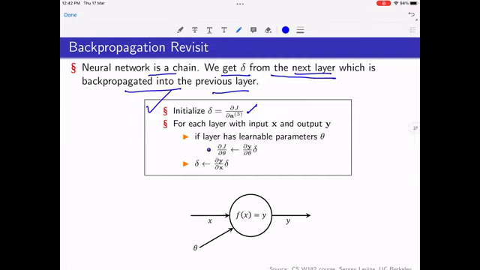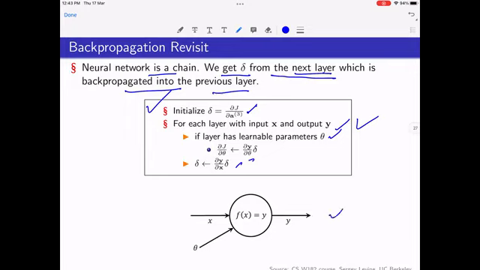Then you repeatedly do this for each layer. If it has a learnable parameter, you multiply the previous delta with the derivative of output with respect to the parameter, and then your new delta will be previous delta times dy dx, that is output with respect to input. And this is the graphical representation of it. Whatever we have told here, we will come to the full graphical representation of this, but this is just the forward pass.